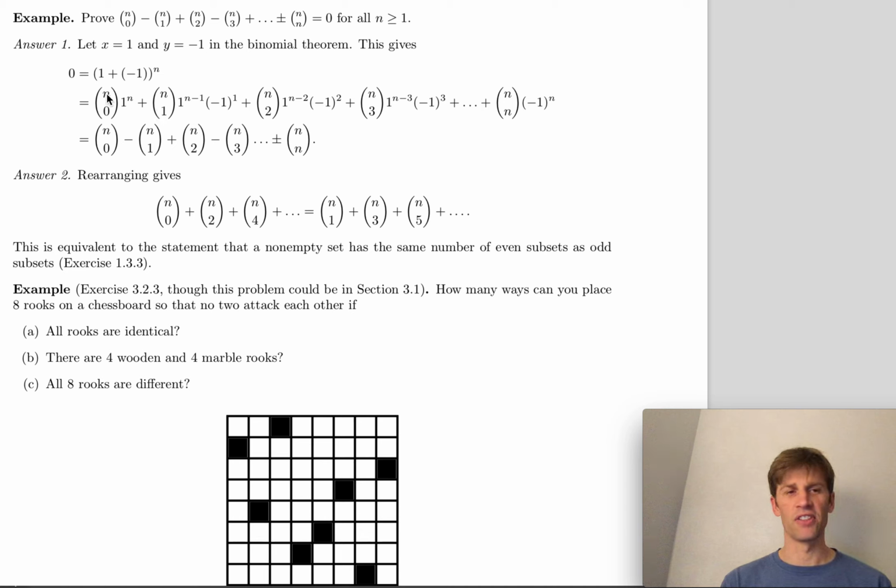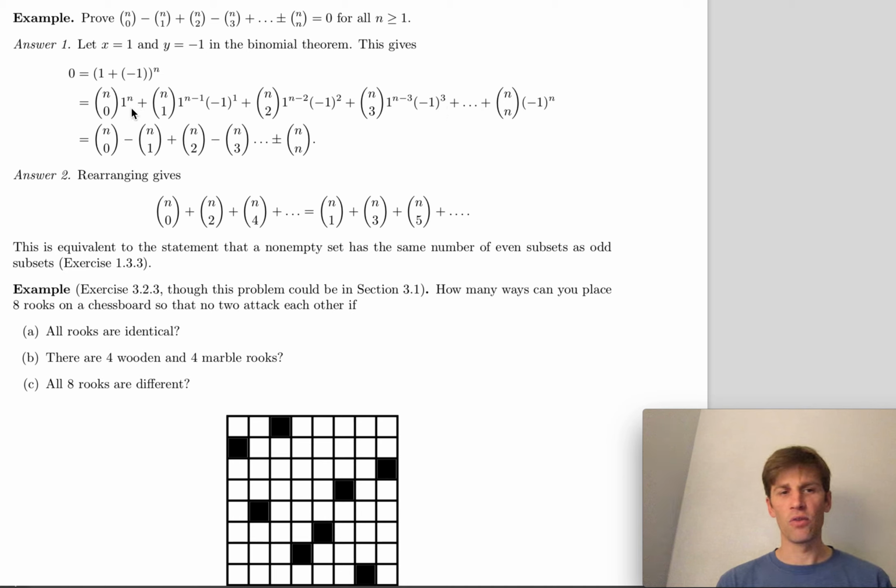So in front of n choose 0, I have negative 1 to the 0th power. In front of n choose 1, I have negative 1 to the first power, or y to the first power. Next to n choose 2, I have y squared, or negative 1 squared. Next to n choose 3, I have y cubed, or negative 1 cubed.